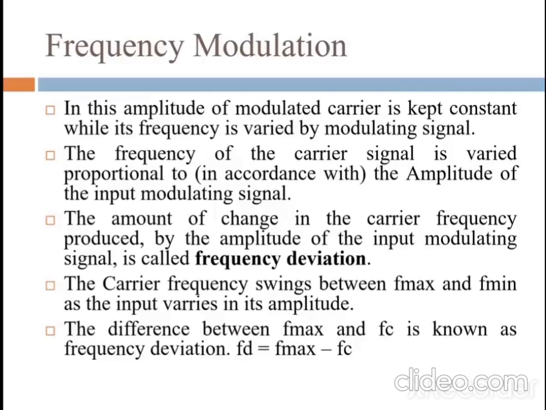The frequency of the carrier signal is varied proportional to the amplitude of the input modulating signal, and the amount of change in the carrier signal, otherwise the carrier frequency, produced by the amplitude of the input modulating signal is called frequency deviation. The carrier frequency swings between maximum frequency and minimum frequency as the input varies in its amplitude. The difference between f maximum and fc is known as the frequency deviation. That means frequency deviation is equal to f max, the maximum frequency, minus the carrier frequency, fc.